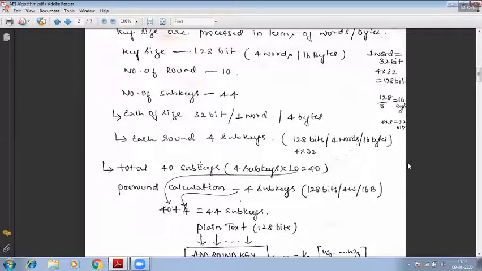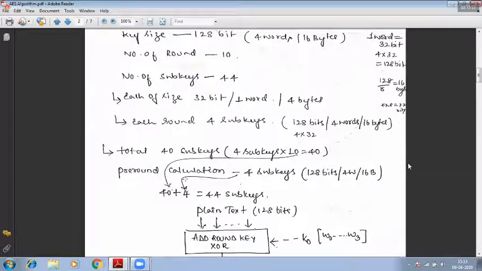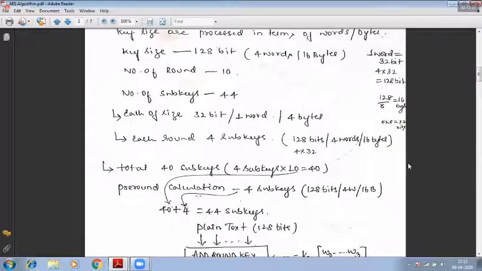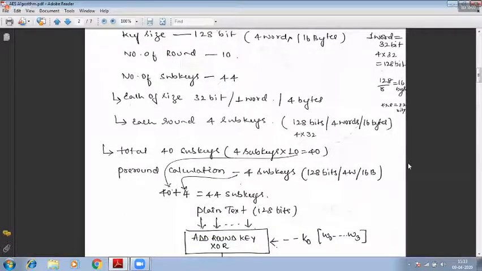I repeat, how many rounds do I have? 10 rounds, and each round takes 4 subkeys, so 4 into 10 is 40. I have one more round, which we call the pre-round calculation. When I go through the algorithm, you'll come to know where my pre-round is. Including that pre-round, I have 44 subkeys in total. This is how we get 44 subkeys out of the 128-bit key.